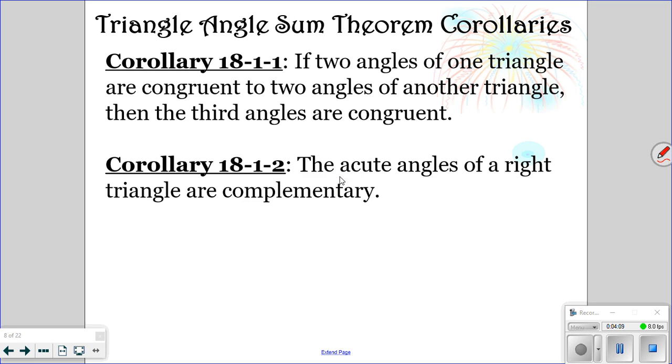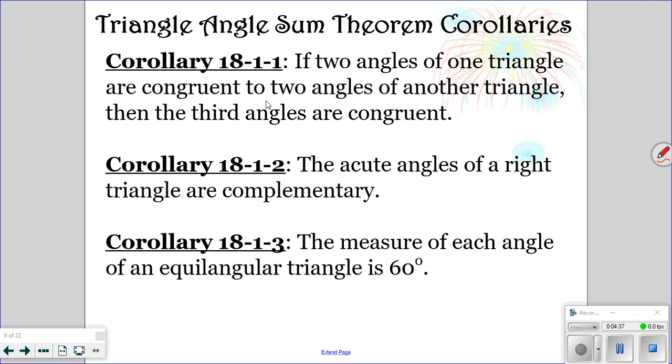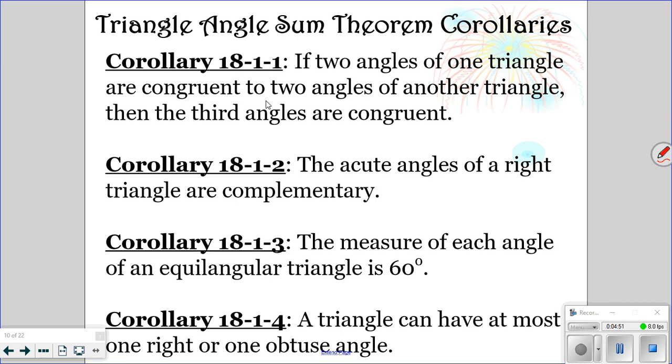Corollary 18.1.2, the acute angles of a right triangle are complementary. So if we have a right triangle, this is a 90-degree angle. These two have to add up to 90 degrees because the three of them add up to 180, and if we know this one is 90, the other two have to equal 90. So the acute angles are always complementary in your right triangles. The measure of each angle in an equiangular triangle is 60 degrees. If all three of your angles are equal, then 180 divided by 3 gives you 60. And then a triangle can have at most one right or one obtuse angle. So those are the corollaries that come from theorem 18.1.